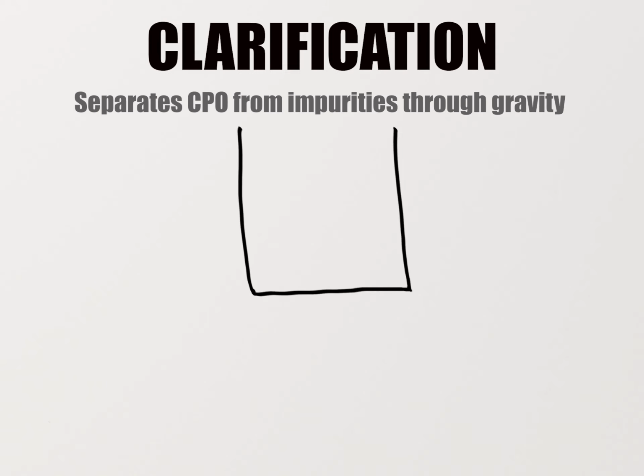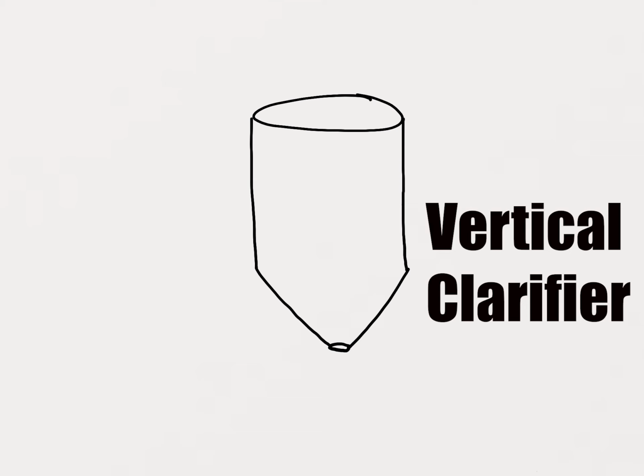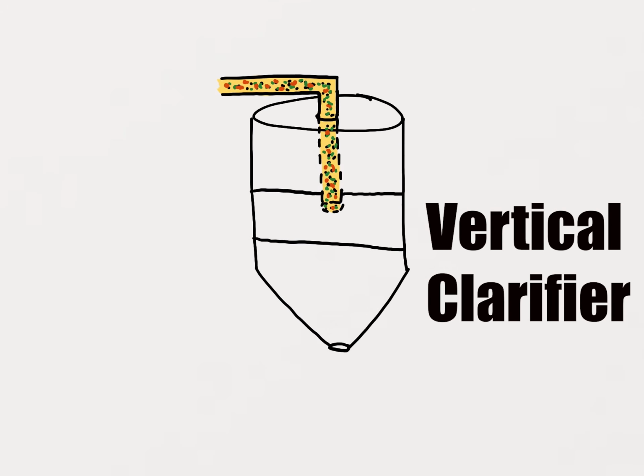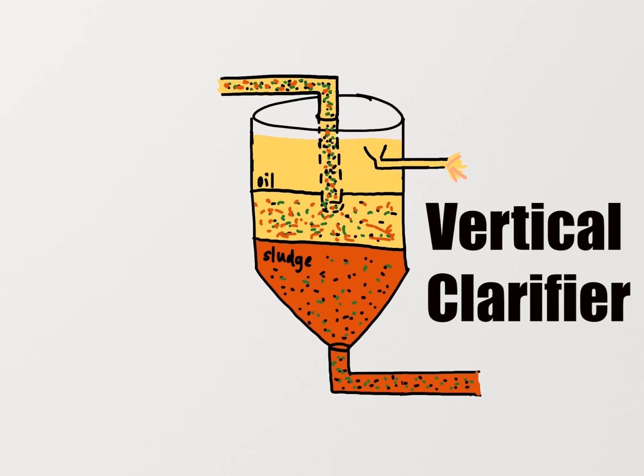Clarification is one of the main processes in a palm oil mill. This process separates crude oil from its impurities in a settling tank through gravity. The vertical clarifier has a conical bottom. The viscous crude oil is diluted with hot water before entering the clarifier. The diluted crude oil, known as DCO, will enter the vertical clarifier at the middle, in between the oil layer and the sludge layer. The oil layer will build up and the adjustable oil skimmer will skim off the oil. The sludge will collect at the bottom of the tank and discharge.